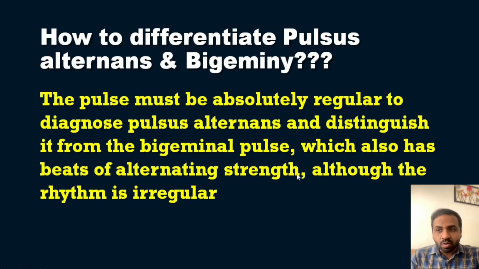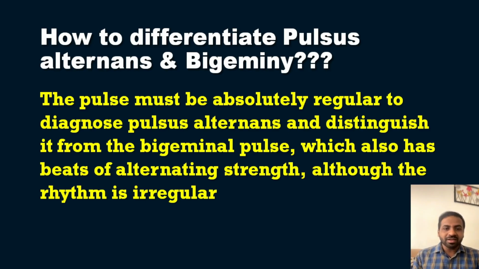The bigeminal pulse also has beats of alternating strength, although the rhythm is irregular. So what you understood is that the pulse must be absolutely regular. If the pulse is regular, then we can term it pulsus alternans. In the bigeminal pulse also, sometimes the strength will be different, like a weak pulse and a strong pulse, same as pulsus alternans, but the rhythm will be irregular in the bigeminal pulse. This is what distinguishes pulsus alternans from bigeminy.